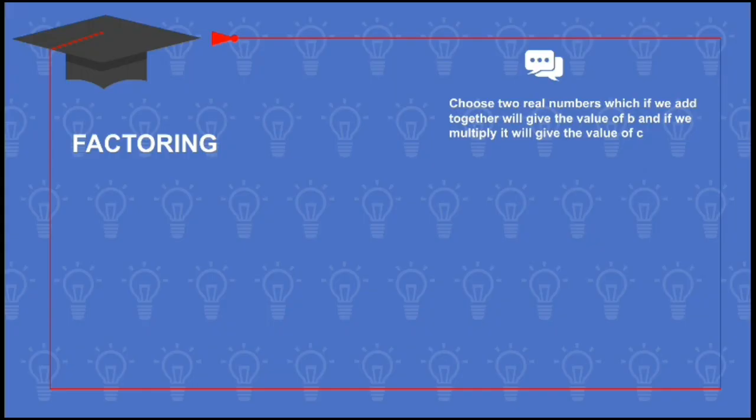First method is by factoring. To factor or factorize a quadratic is to find what to multiply to get the quadratic. It is called factoring because we find the factors. The easiest way to factor is to choose two real numbers, which if we add together will give the value of b, and if we multiply will give the value of c.